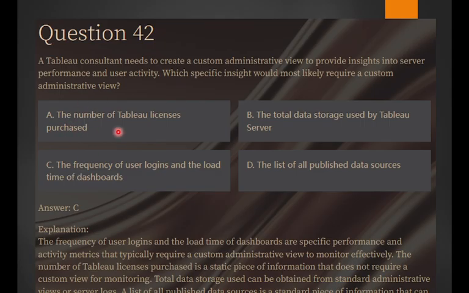The number of Tableau license purchases is again a static piece of information and does not require any custom view for monitoring. The total data storage used by the data server can be obtained from standard admin views or server logs, so it does not need a custom administrative view. And the list of all published data sources is again a standard piece of information that can be obtained from existing Tableau Server views, so no need for any custom view. So here option C is correct.